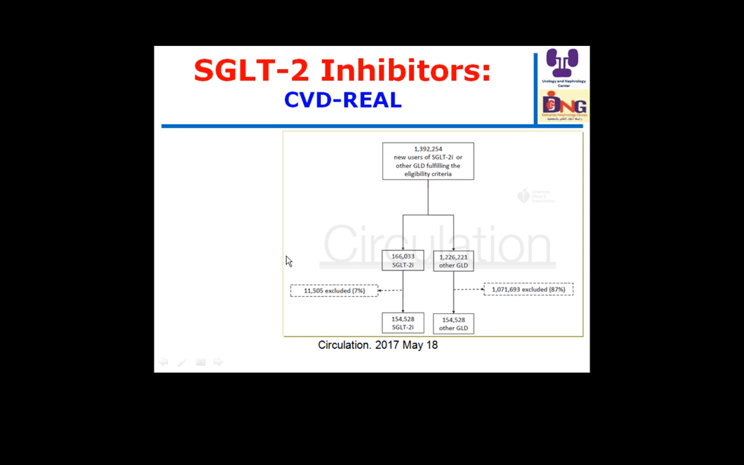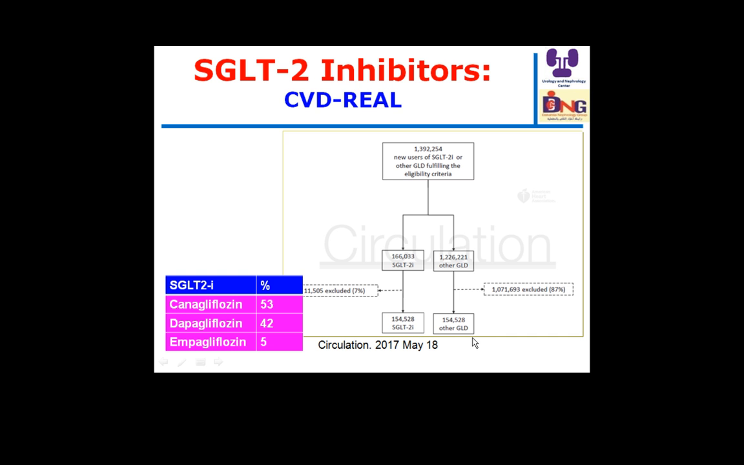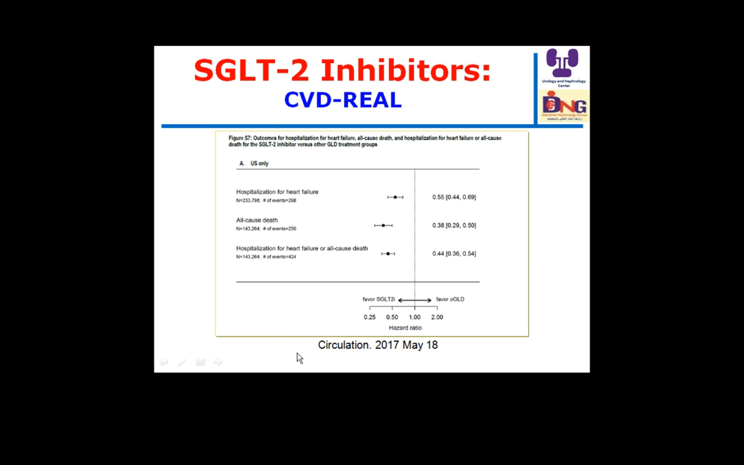And this is, at the end, the number of patients in the sodium glucose cotransporter 2 inhibitor arm by propensity matching, 154,000 patients in this arm, and this is the other, the second arm. And the sodium glucose cotransporter inhibitors used in these 150,000 patients are distributed between canagliflozin 53%, dapagliflozin 42%, and IMBA 5%. What are the main results?